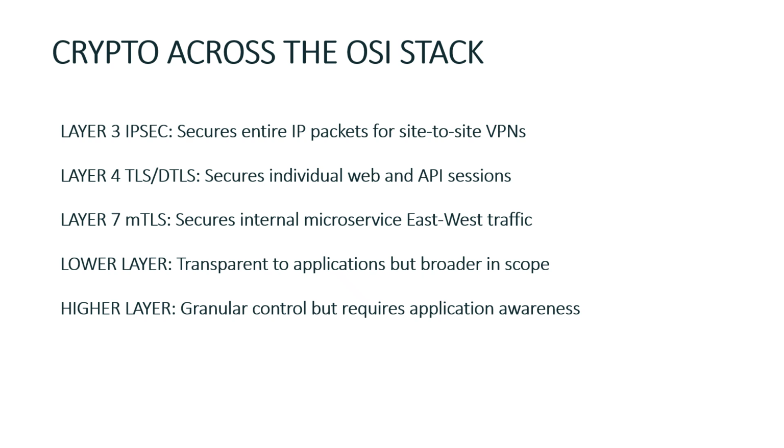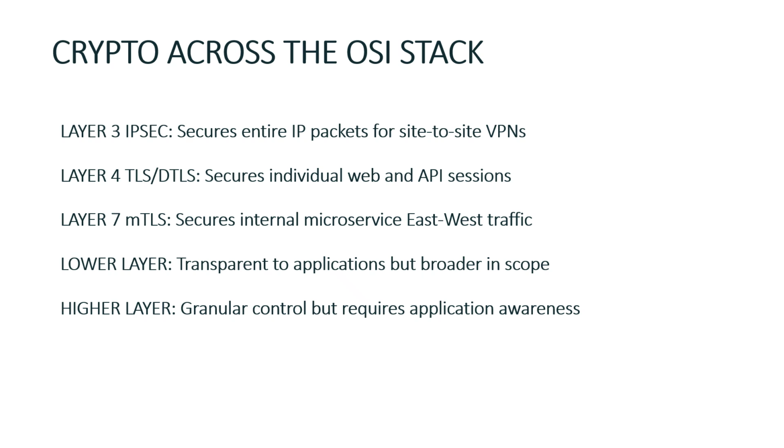Cryptography lives at different layers of the OSI stack. Layer 3 IPsec secures entire IP packets for site-to-site VPN tunnels. Layer 4 TLS and DTLS secure individual web and API sessions. Layer 7 mTLS secures internal microservice east-west traffic. Lower layer crypto is transparent to applications but broader in scope. Higher layer crypto offers granular control but requires application awareness. Enterprise defense uses all 3 layers simultaneously.